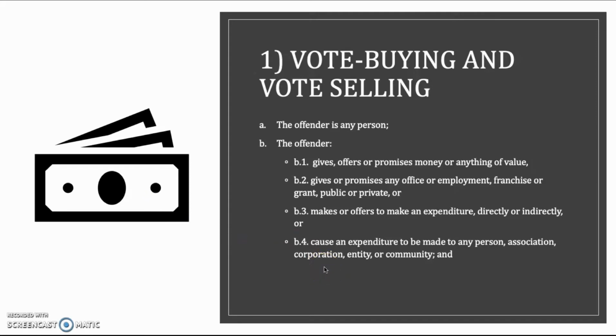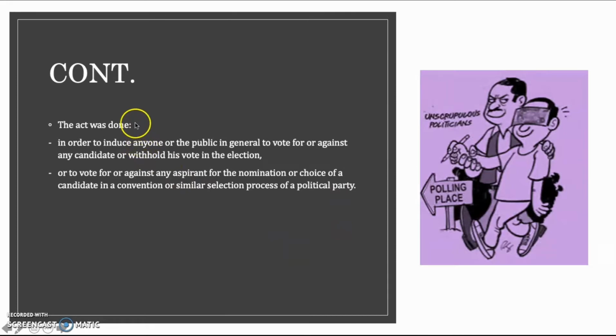Now, this is what I was telling you. Look at the party committing the offense. So the offender here is any person, any natural person who commits any of these acts. Now, particularly for the purpose of the act, okay? So you look at this and take note of this, that the act was done by the offender in order to induce anyone or the public in general to vote for or against any candidate or withhold his vote in the election, or that the act was done to vote for or against any aspirant for the nomination or choice of a candidate in a convention or similar selection process of a political party. Okay.